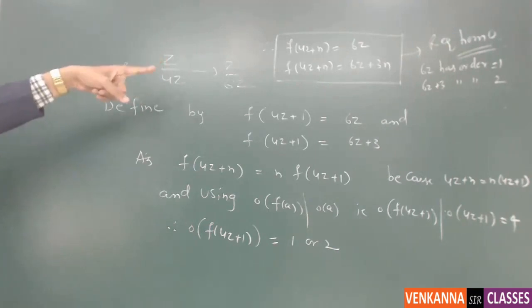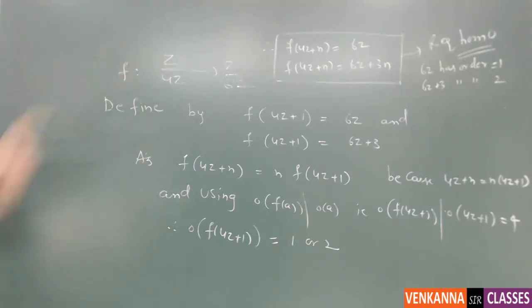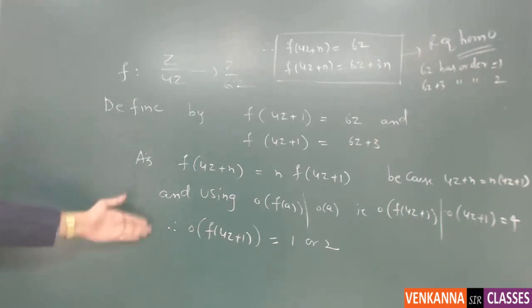Those are the required 2 functions, how we are defining the homomorphisms. That's all. So how we are defining them, this is the reason behind it.